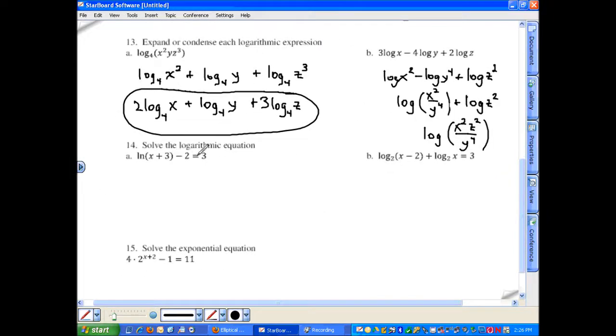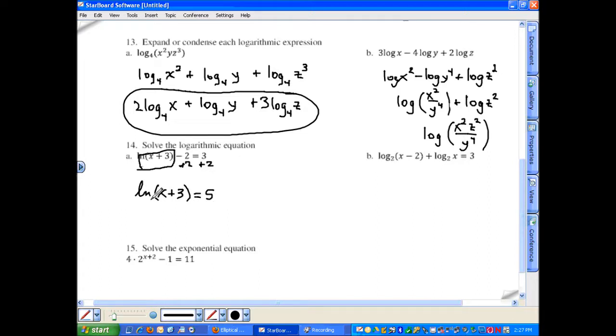Solving logarithmic equations. You solve a logarithmic equation by isolating the logarithmic expression and then exponentiating both sides, or rewriting the expression in exponential form. Now this is the logarithmic term, natural log of x plus 3. We need to get this all by itself. So that means we have to add 2 to both sides. So we're going to have the natural log of x plus 3 is equal to 5.